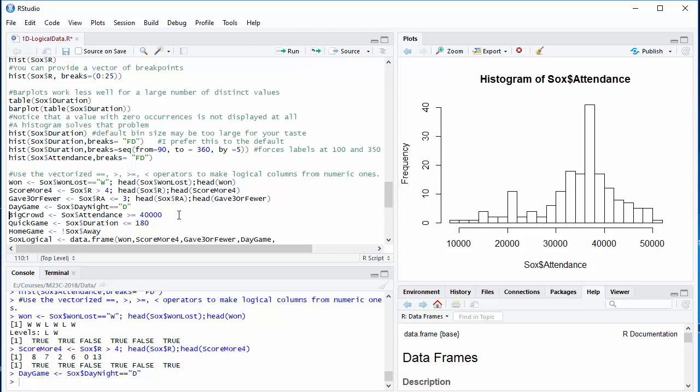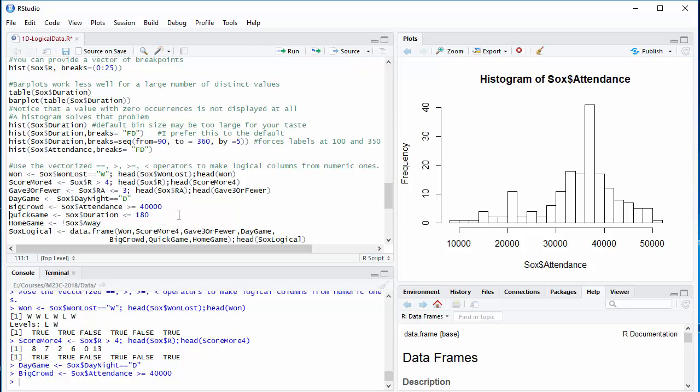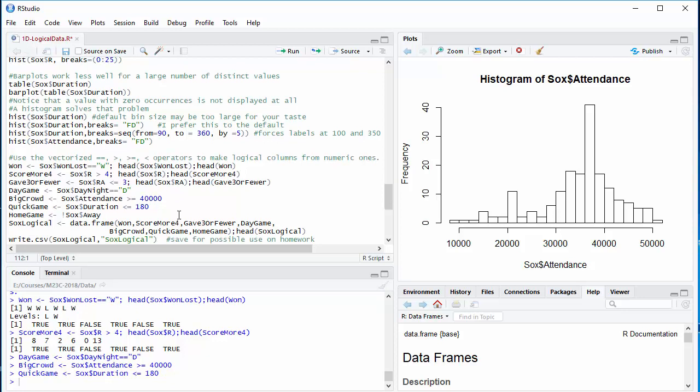Here's one for big crowd. Big crowd is attendance greater than or equal to 40,000. Quick game, baseball being what it is these days, is a duration of less than 3 hours. Home game is not Sox away, which is true.